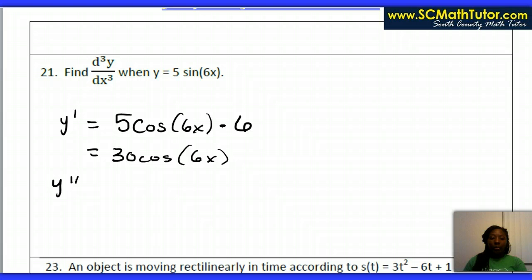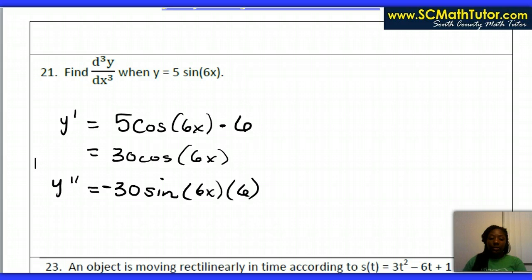Okay, y double prime, second derivative, is 30, negative, because now we're dealing with cosine, and the derivative of cosine of x is negative sine of x. 6x, and don't forget to multiply it by what's inside. So times 6. So 6 times 30 is negative 180 sine 6x.